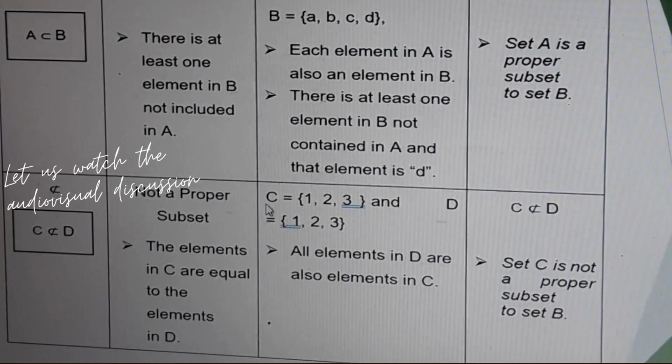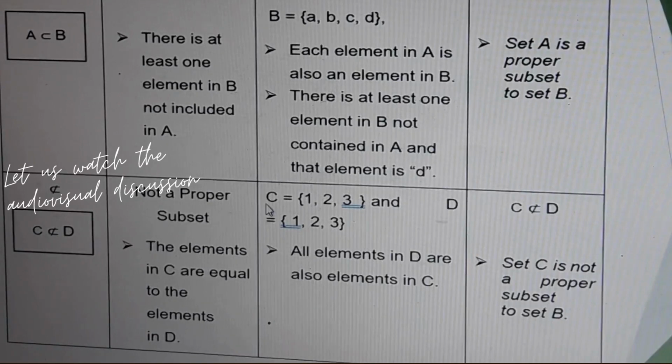So, if you can only see a bold capital letter C, that means it is what we call a proper subset. There is at least one element in B not included in A. So you can consider it as a proper subset.